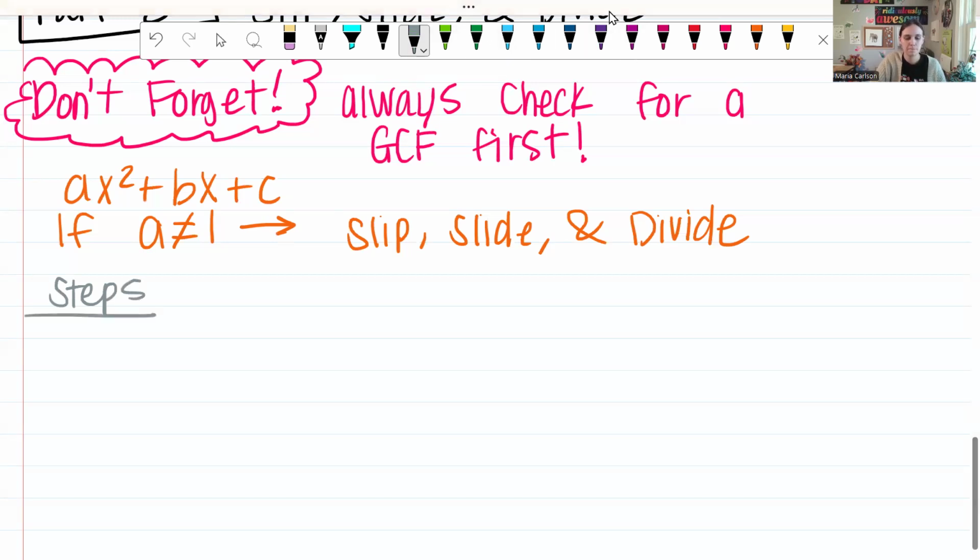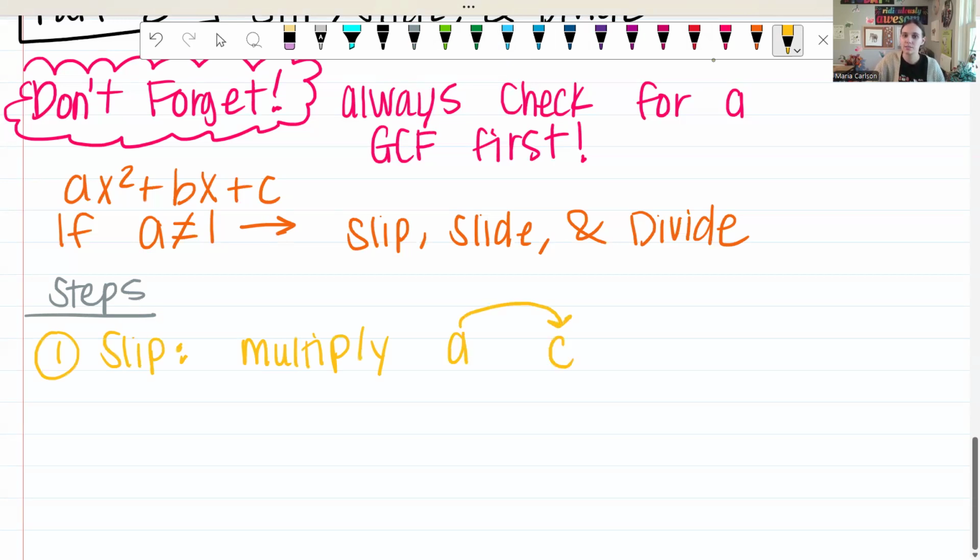So step 1 is going to be to slip. And what this means is you are going to multiply this leading coefficient that we don't want, a. You're going to slip that over to c. So you'll multiply a times c, and now you will be left with some sort of trinomial where a is equal to 1, which is really nice, because then we can slide and we can factor the trinomial using the x factors.